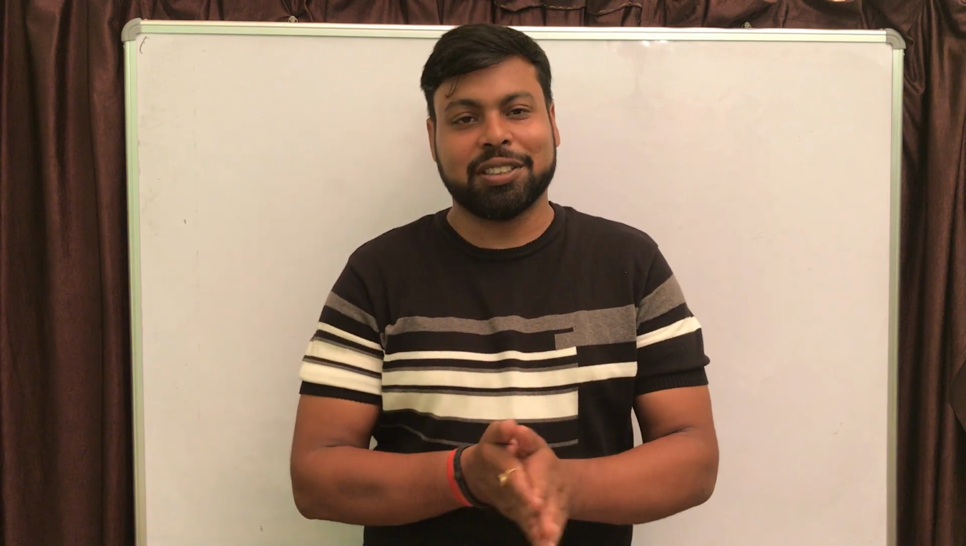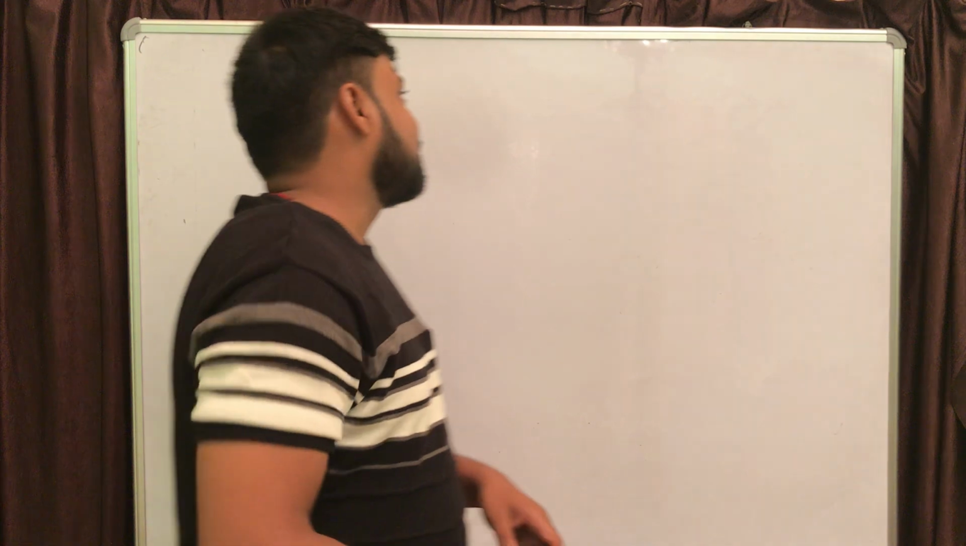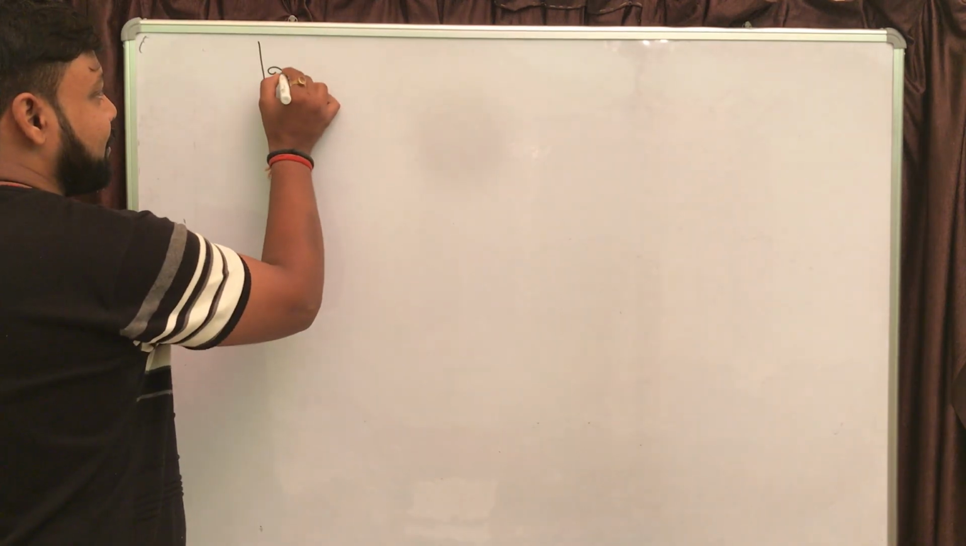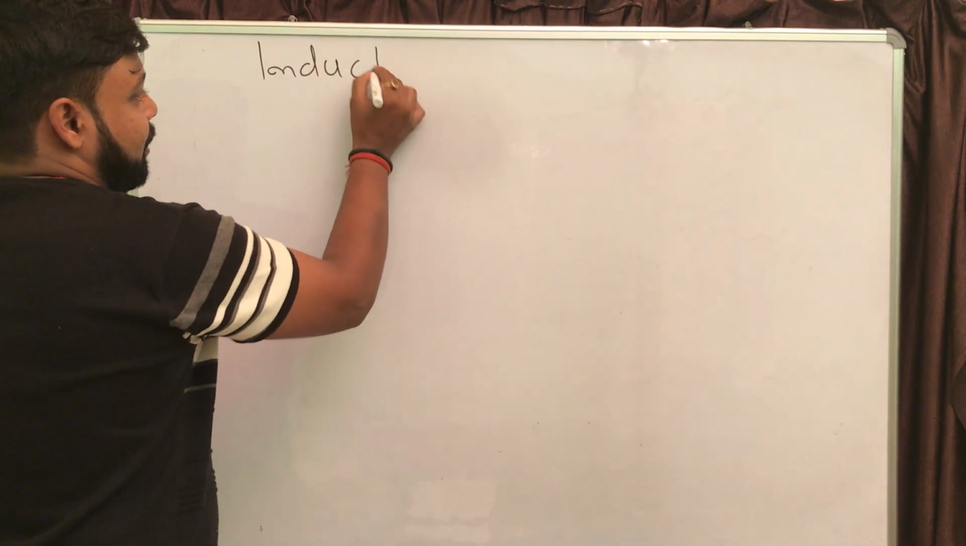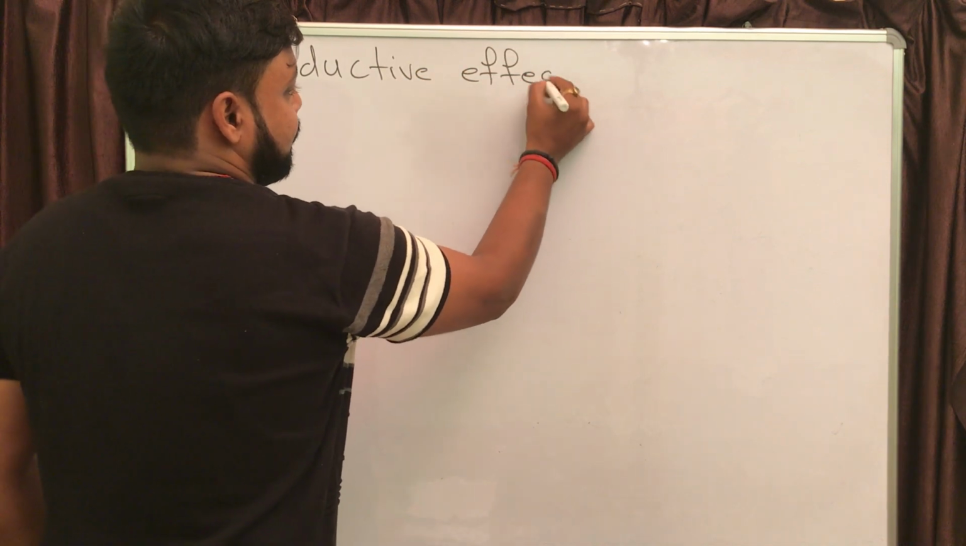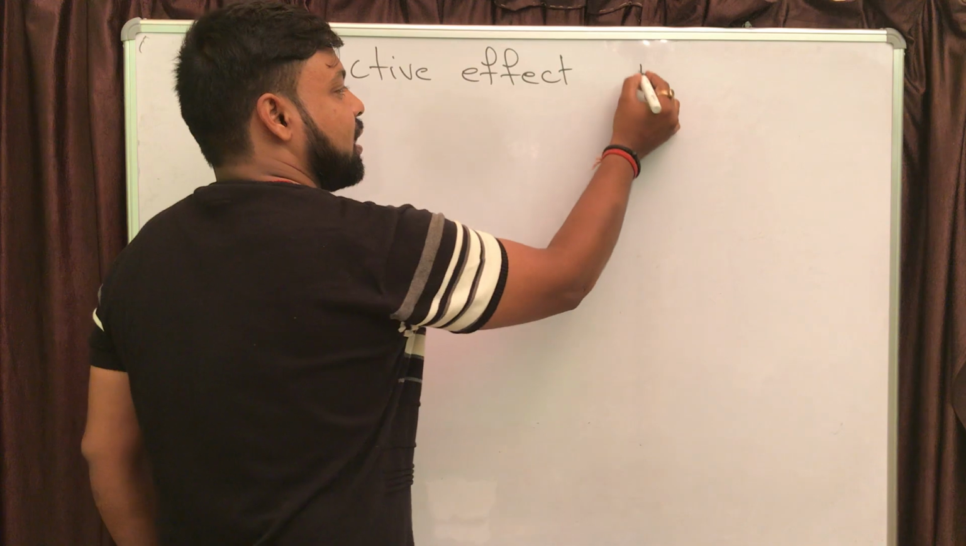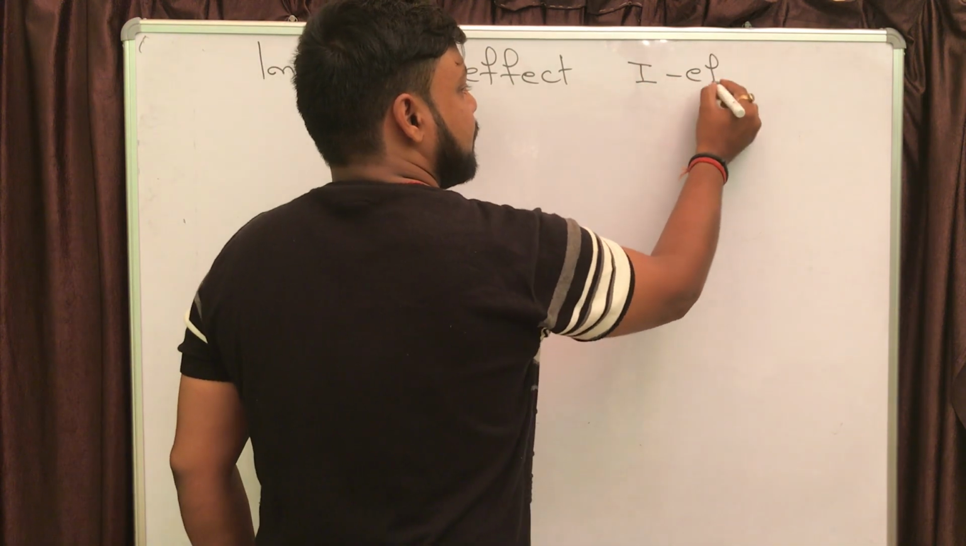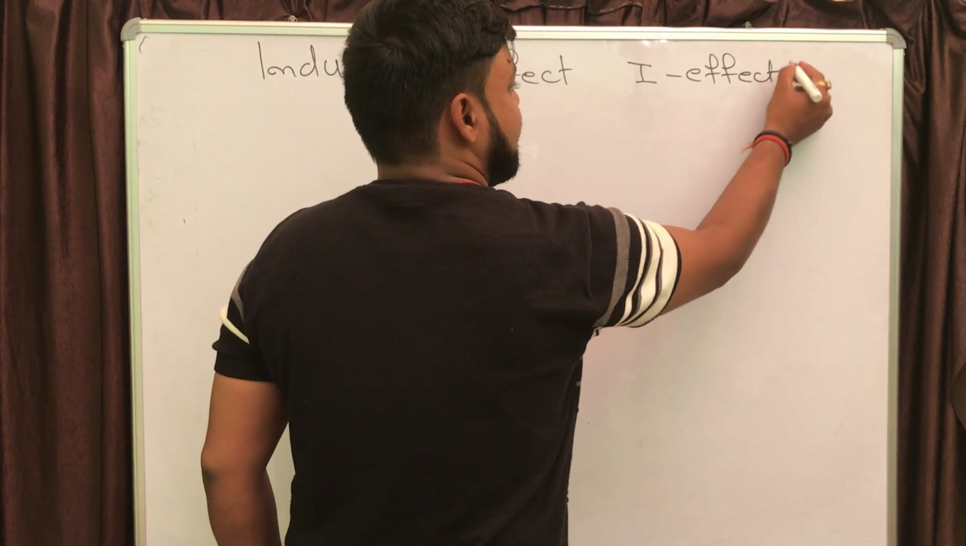Today we are going to start the inductive effect, right? Previously we have completed all the parts of isomerism, including conformers, right? So let's start with the inductive effect. It is also known as the I effect.